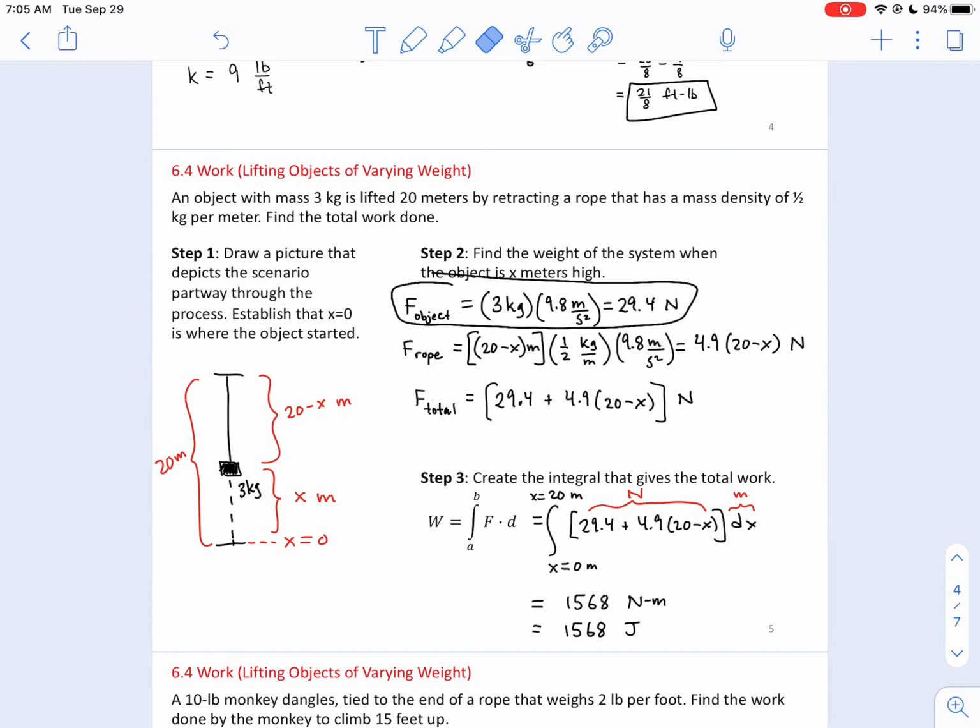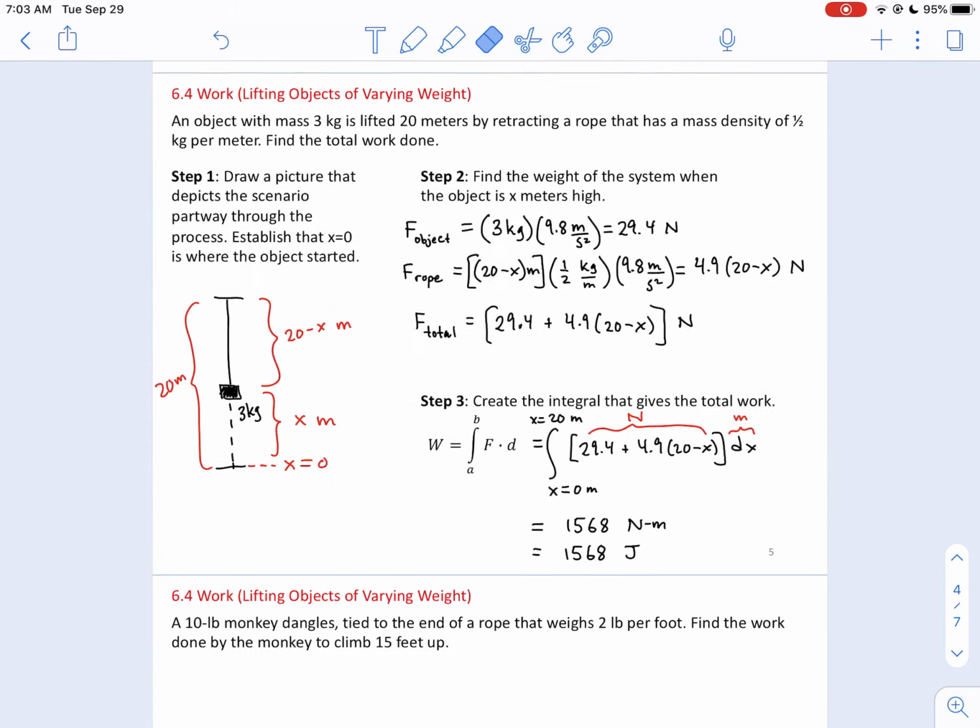When a weight is not changing and it's lifted a certain amount of distance, then you simply do weight times distance. You don't need an integral. The reason we needed an integral here was because the rope was taken into account, and the rope had a constantly changing weight because we were holding less and less rope throughout this process.